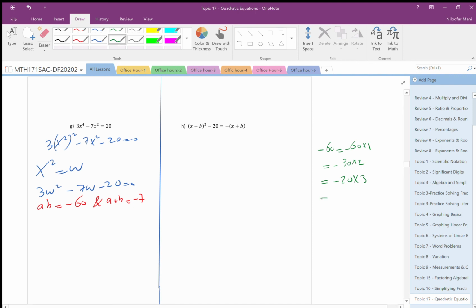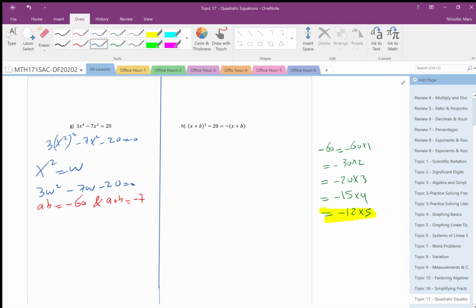How about if I do minus 15 and 4? Doesn't work. Minus 15 and 4, 15 and minus 4 doesn't work. How about if I do minus 12 and 5? Yes, minus 12 and 5. When I add them, yes, it is minus 7. So I stop here.